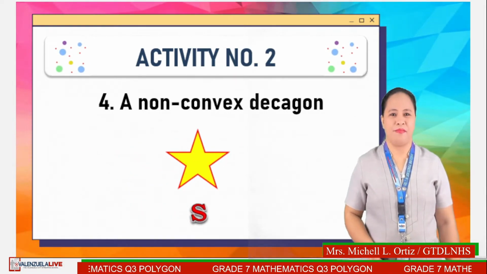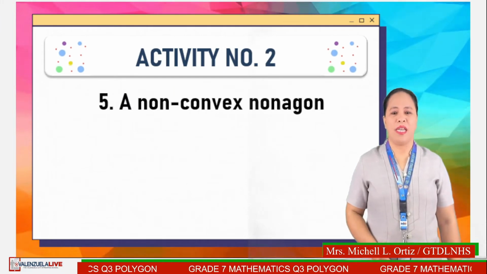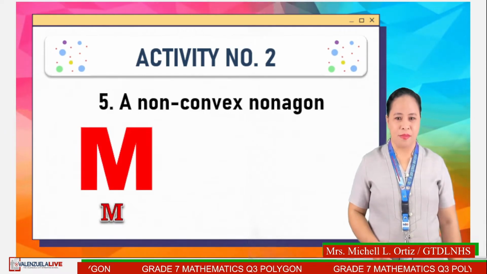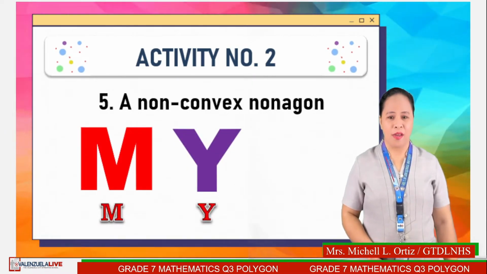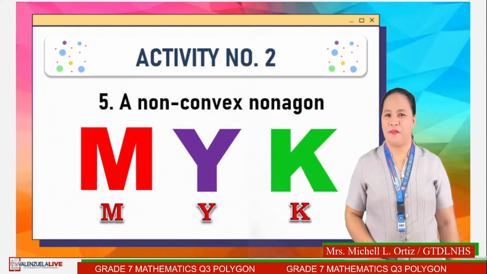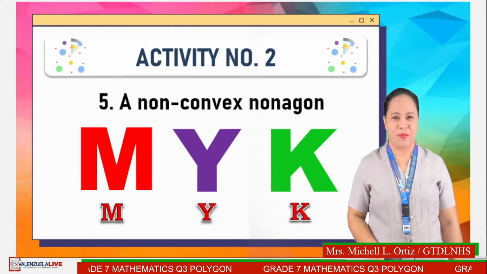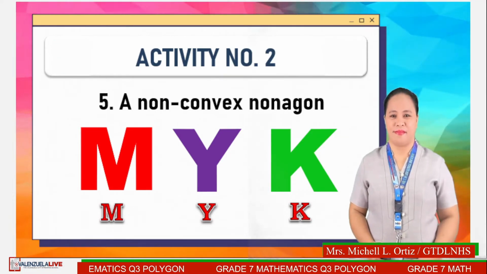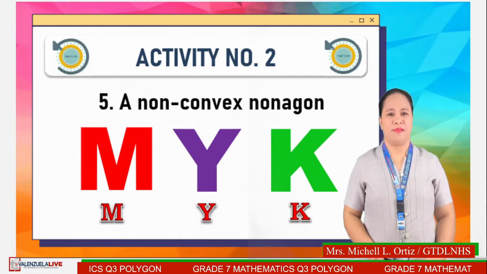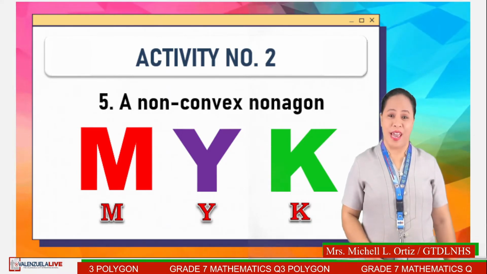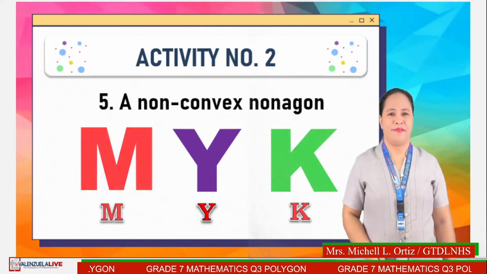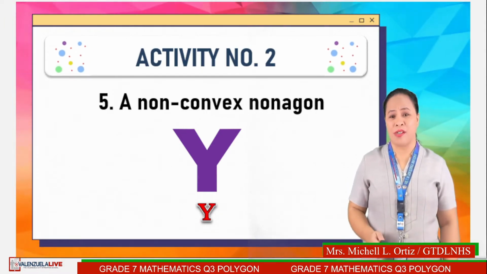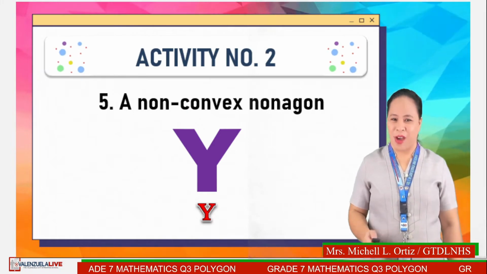Number 5. A non-convex nonagon. Is it letter M, letter Y, or letter K? 5 seconds, go! The correct answer is Y. Were you able to answer them all correctly? Well done, children.